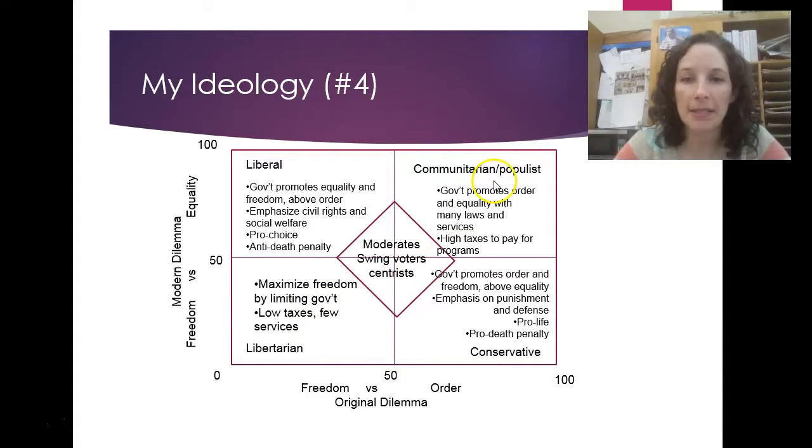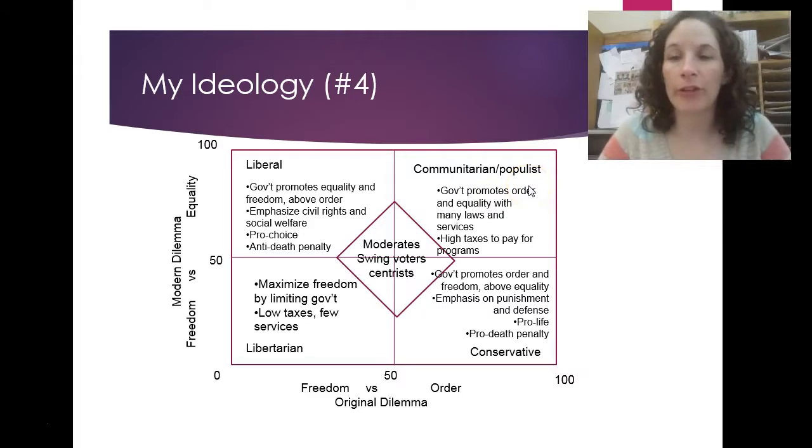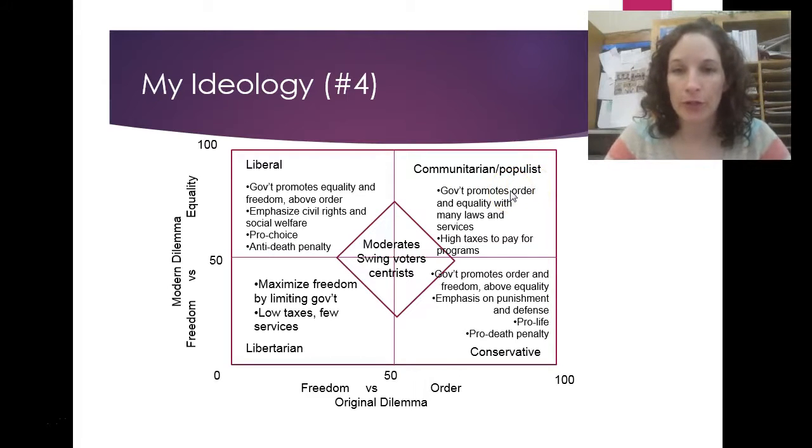Now, on the opposite side of that, over here, it's just the opposite. Equality and order are more important for the government to promote than freedom. So here, your government is going to need a lot of tax dollars to promote both order and equality. So you're going to have higher taxes in this top quadrant.